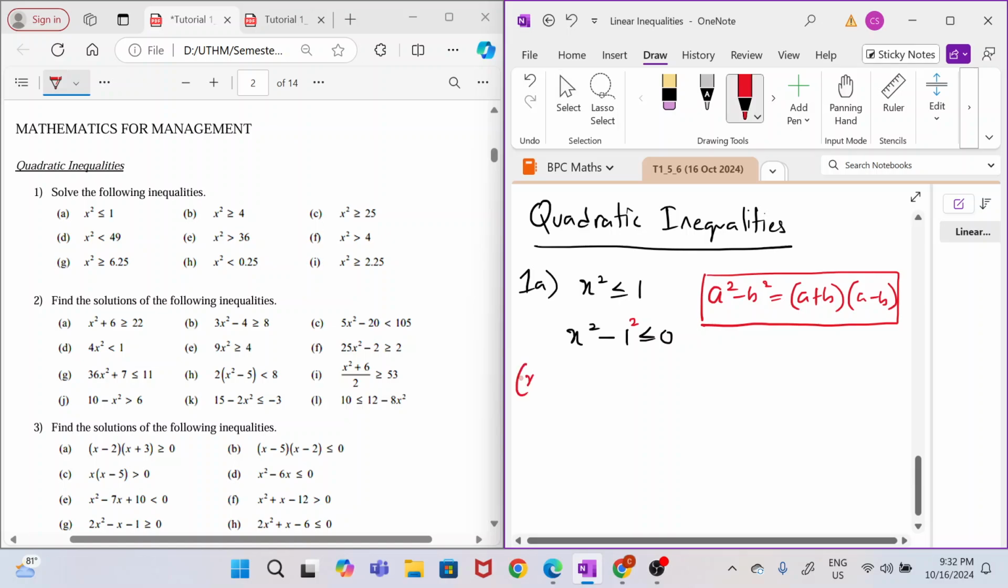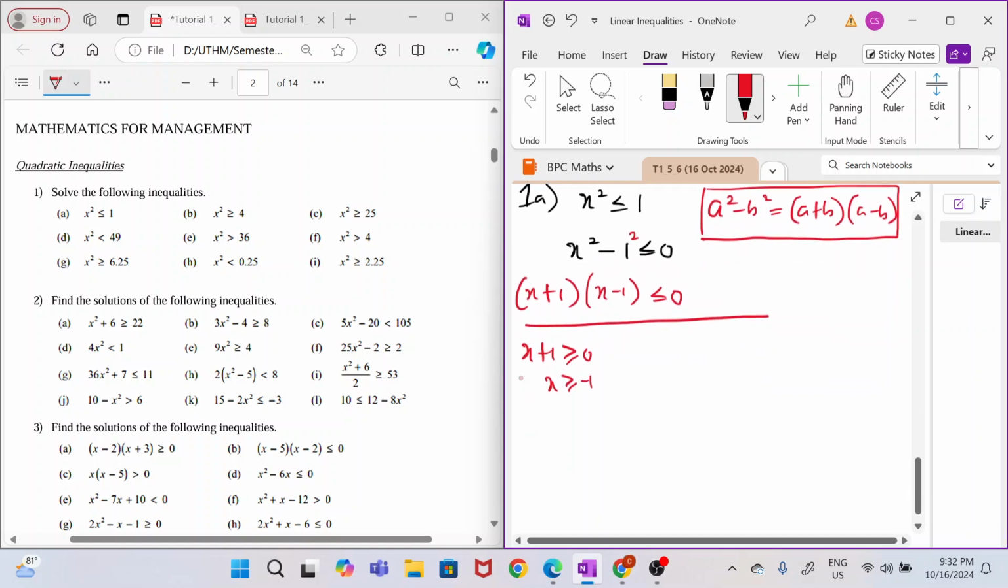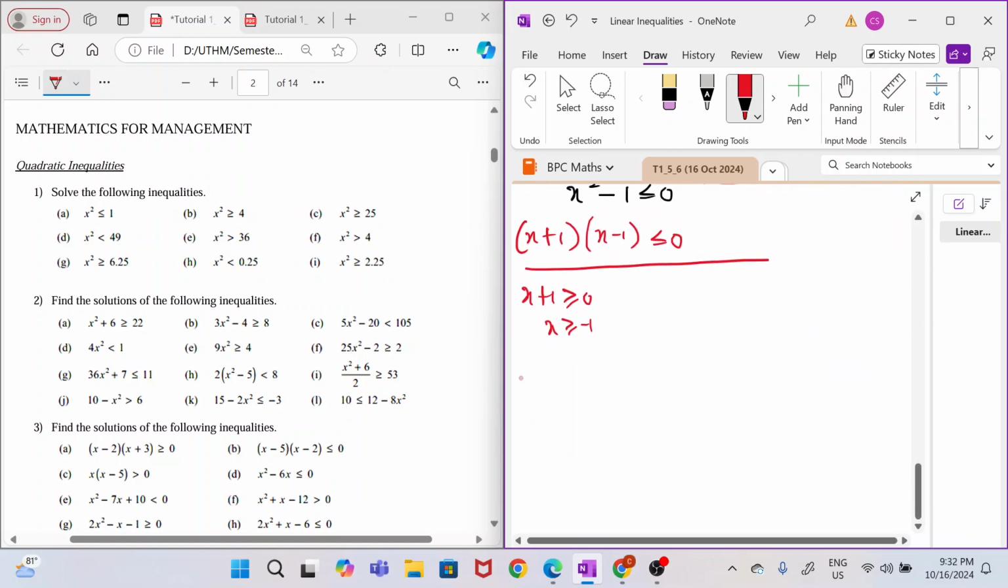This one I can write as x plus 1, x minus 1 less than 0. Then after this, I suppose you guys know what to do. Number line system. You can do number line system or the graph system. I show you the number line system first.